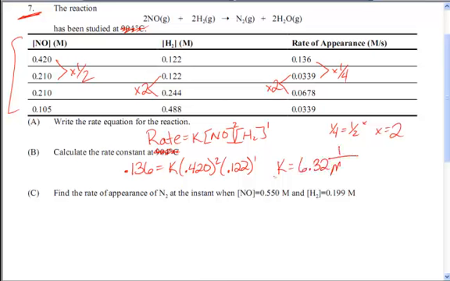Again, my units are 1 over molarity times the time, which in this case is seconds, and I take my exponents. 2 plus 1 is equal to 3. Subtract 1, and I get 2. So my molarity is squared again. It's always 1 less than the overall reaction order. My overall reaction order is 3, so therefore my exponent is a 2.